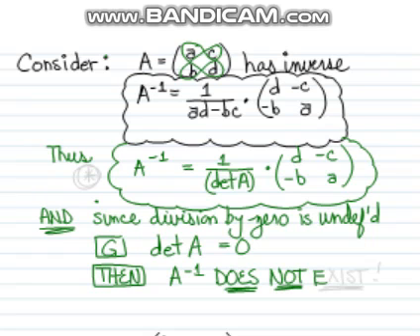And that's because if the determinant is 0, that means in this formula that we just wrote, the denominator would be 0. And when you have a 0 denominator, the expression just doesn't exist.